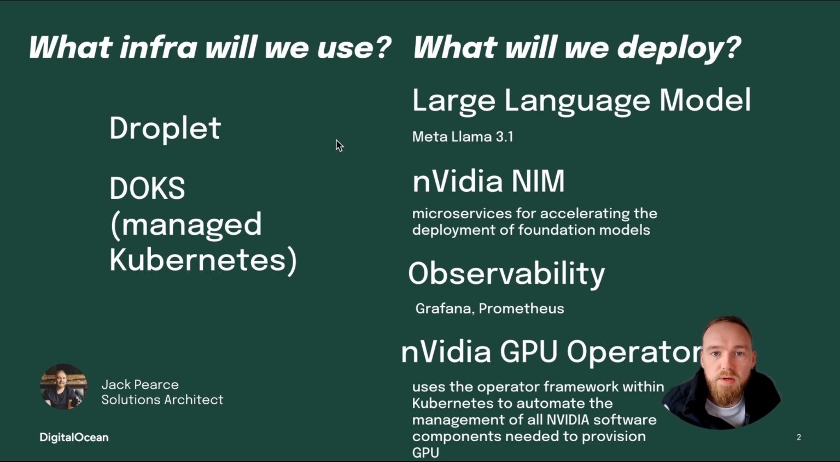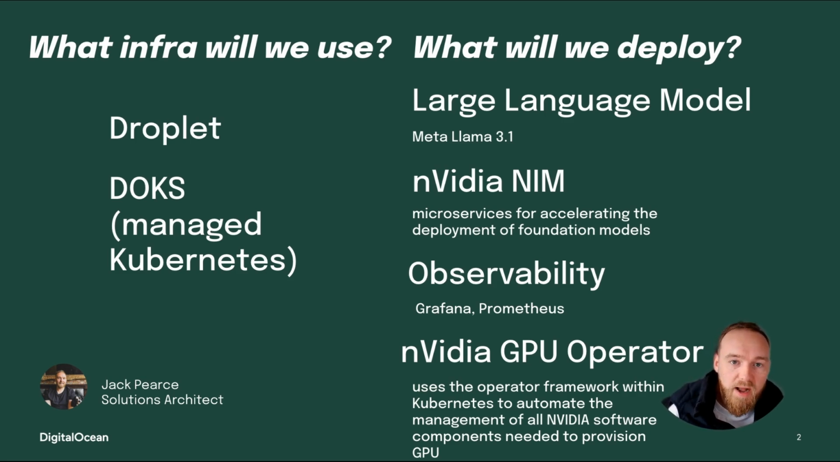And what will we deploy? We'll be deploying a large language model, Meta Llama 3.1 in this instance. We'll be using NVIDIA NIM to deploy that. NVIDIA NIMs are microservices that accelerate the deployment of models on your infrastructure. We'll deploy some observability, so Grafana and Prometheus, which will allow us to see our GPU metrics.